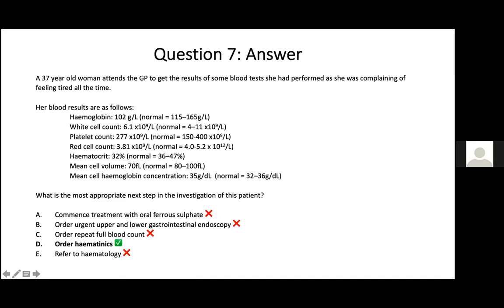B, order urgent upper and lower gastrointestinal endoscopy. That would be indicated if in the history there was some indication of upper GI or lower GI bleeding. So does she have coffee ground vomits, or does she have black stools? Are there other red flags? Is she losing weight? Anything like that.